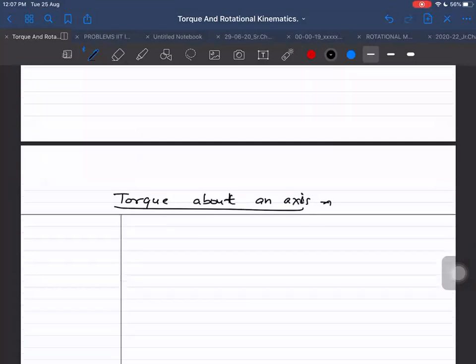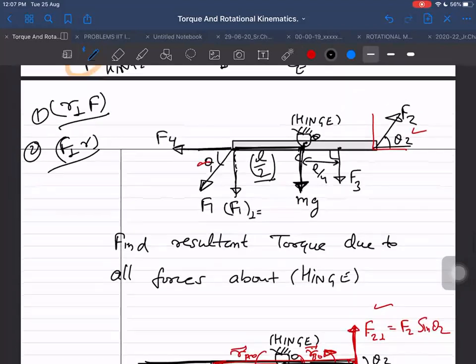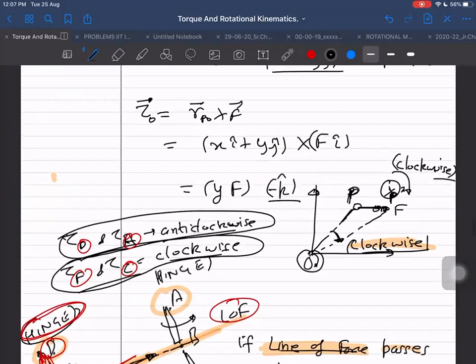But torque about an axis means, see here, let me go back to the torque which we calculated. What was the torque which we found? It was minus F K cap, yes, sir. About which axis is the torque? What is the direction of this torque? This direction is minus K cap. What does it mean? It means the torque is acting clockwise about the Z axis, because it is along minus K cap.